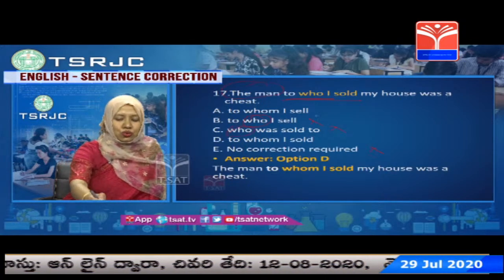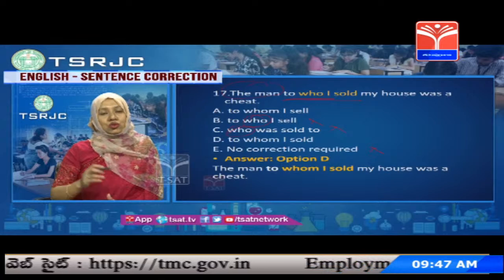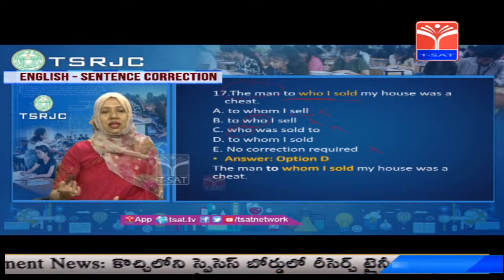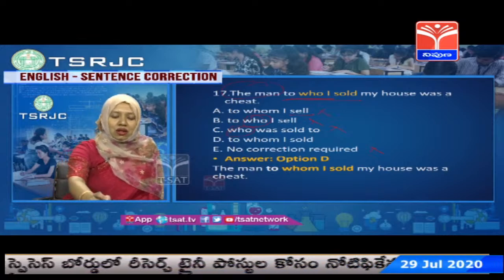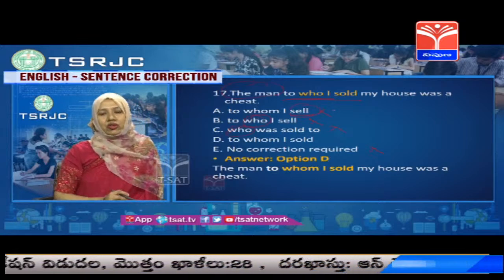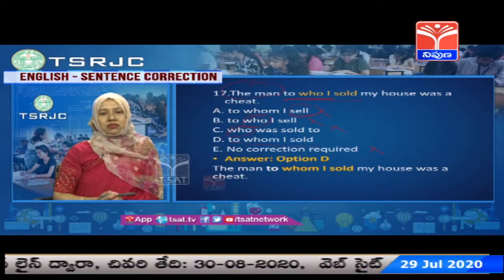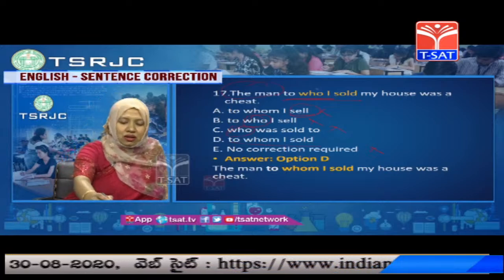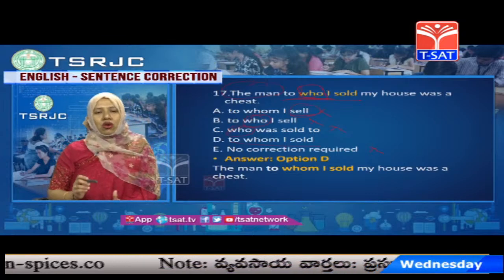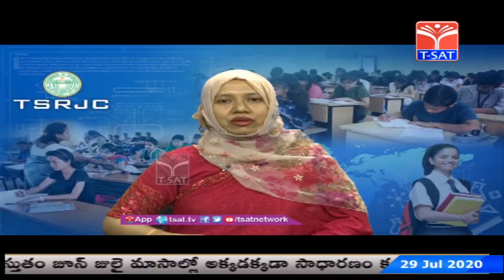Now we are left with "to." You are talking about something you did in the past. You sold the house. "To whom I sell," you cannot say, because it talks about present tense. Here the verb "sell" is in present tense, so again this option is wrong. Now what are you left with? Option D, the man to whom I sold my house was a cheat. The correct phrase is "to whom." So here the mistake is in the usage of this word. "Who" is wrong. It should be "whom." The relative pronoun "whom" should be used. Thank you very much.